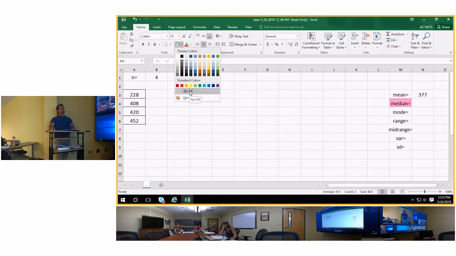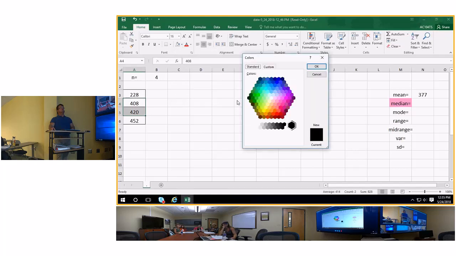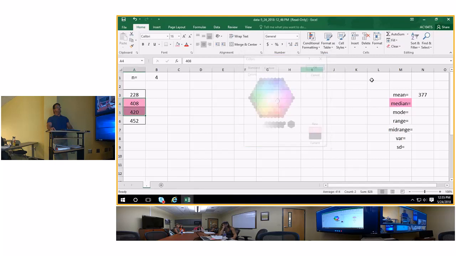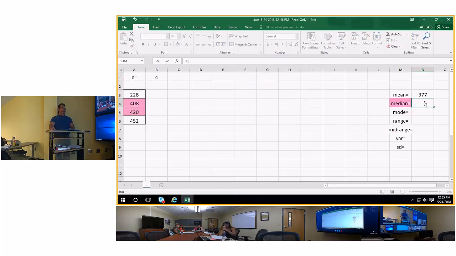Where'd my magenta go? It went away. There we go. We'll make it a little bit lighter. All right, equals, parentheses, 408 plus 420 divided by 2. And y'all's median should be 414.